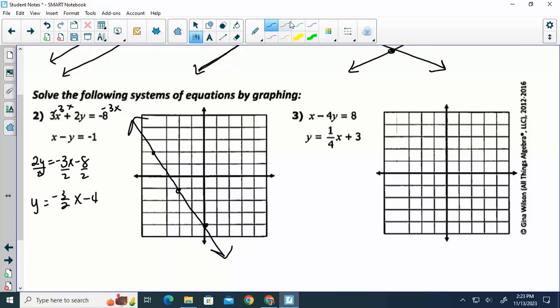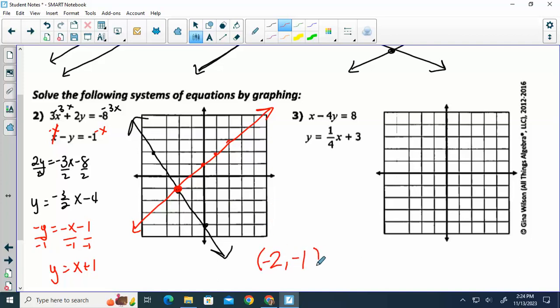Second one. If I subtract my x, divide by negative 1, I get y equals x plus 1. So slope is 1, up 1 over 1. So my solution on this one is? How many of you got that?